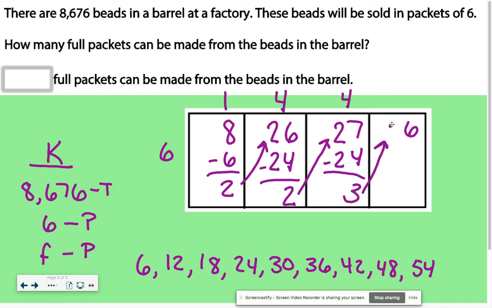We bring the 3 up. We go to try to find 36. Oh, there it is. 1, 2, 3, 4, 5, 6 times. And it was exactly 36. So we did not have a remainder. So our answer is 1,446.